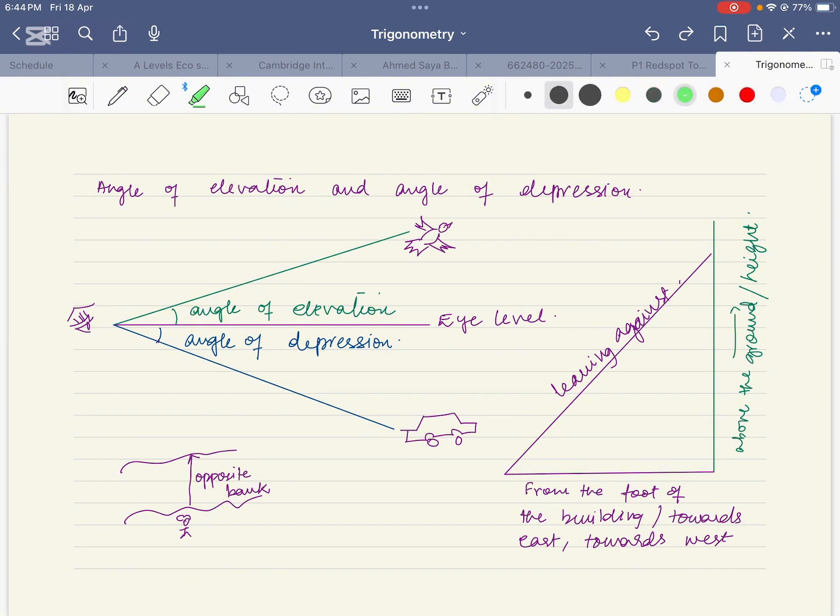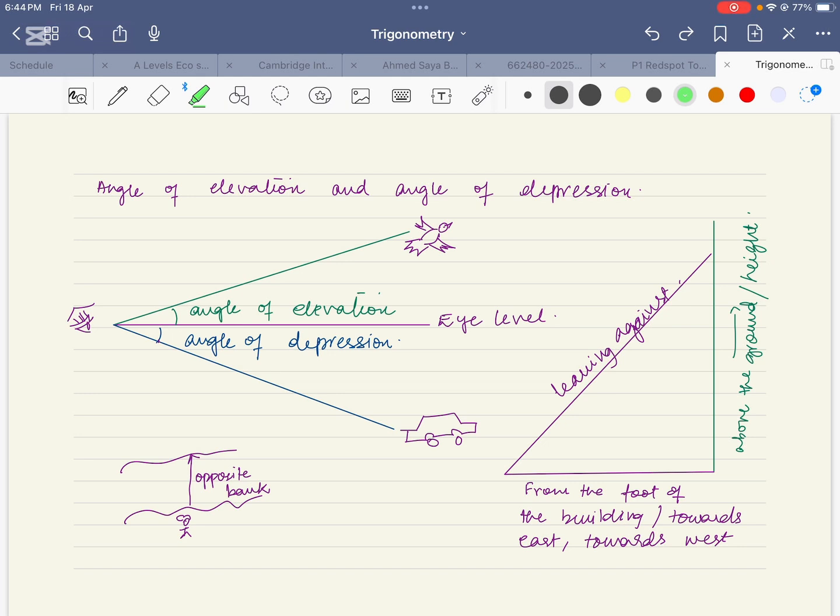Whenever you get a question where there is an opposite bank of a river, opposite bank is always this perpendicular. Next is whenever we have a question which says a ladder is leaning against the wall, that forms a hypotenuse of the triangle. Whenever a question says from the foot of the building towards the east, towards the west, we are talking about horizontal distance. Whenever the question talks about above the ground or at a height of, it's talking about vertical distance.